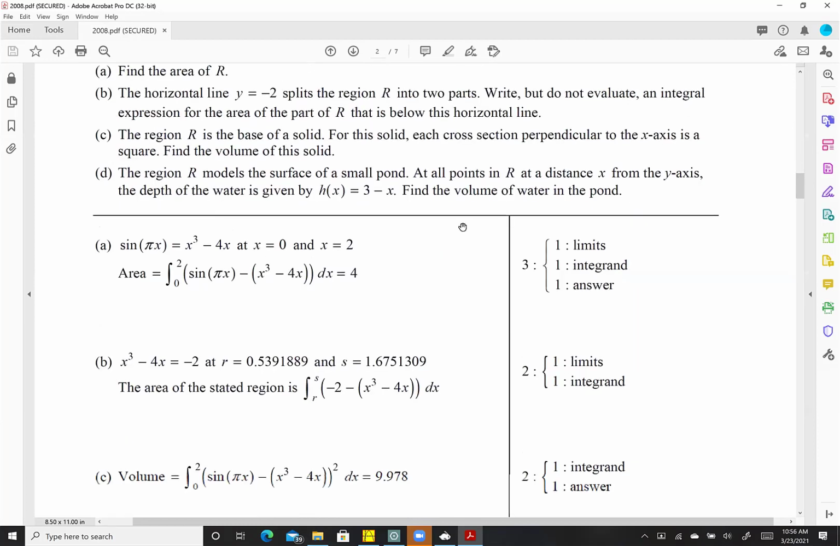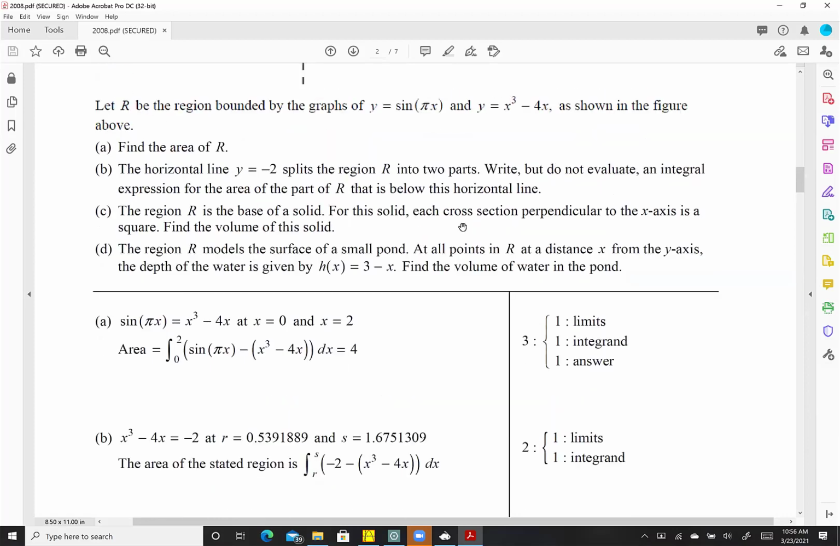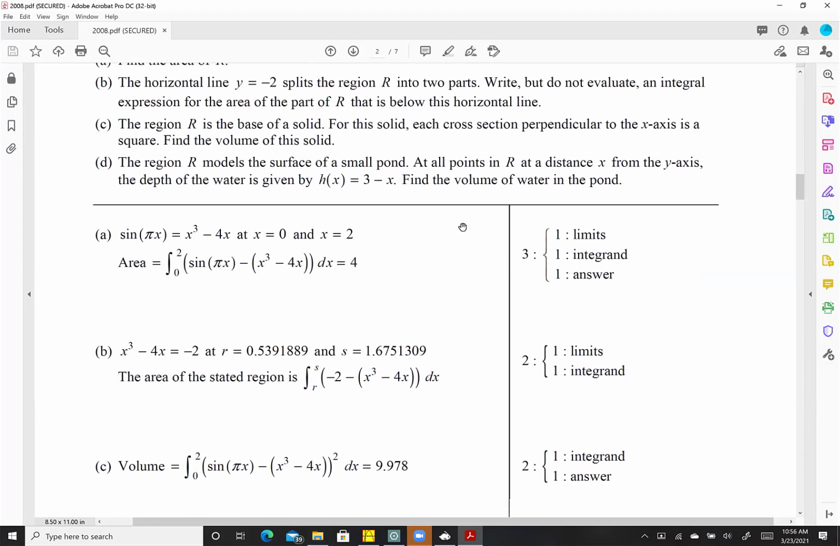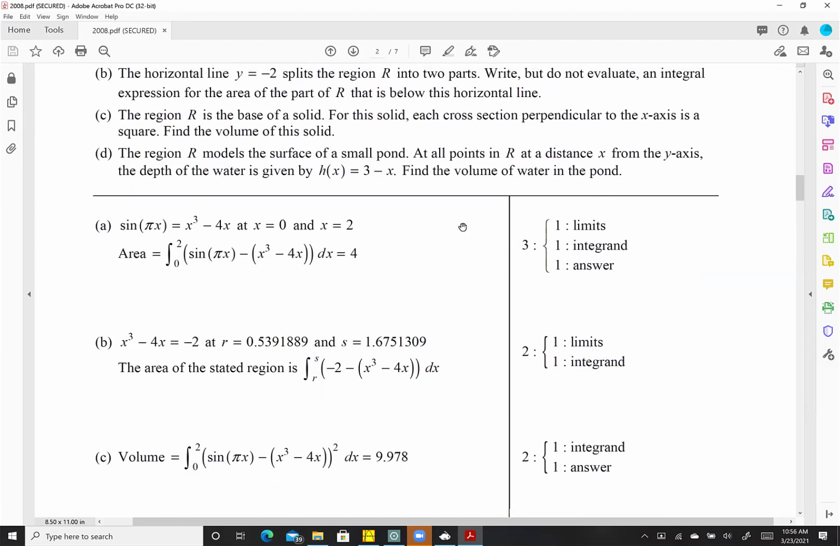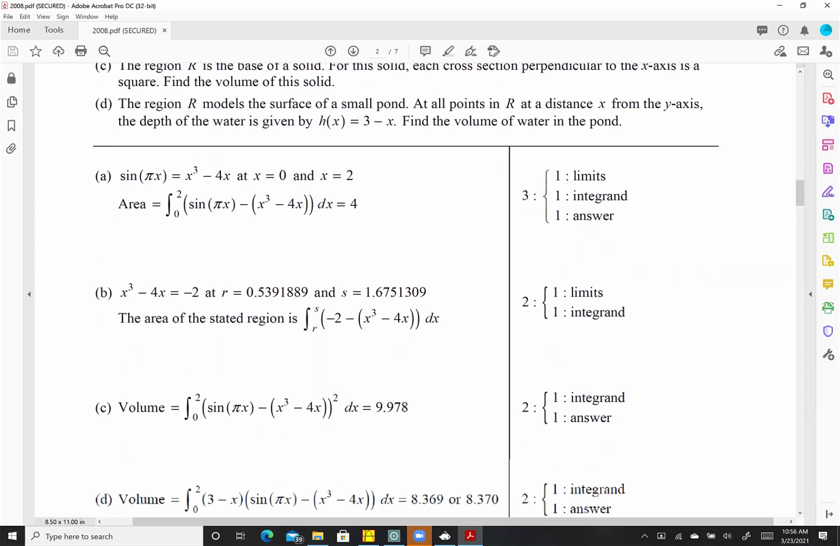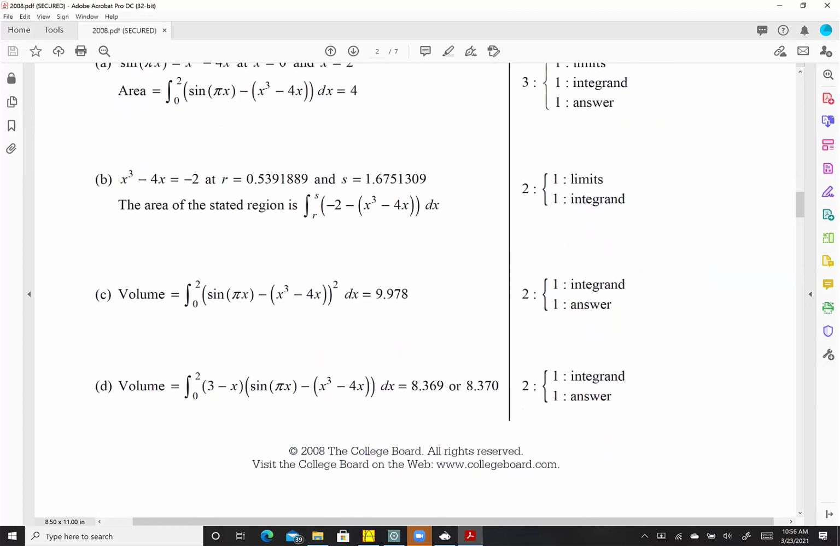Letter B. Why did they choose R and S? Okay, anyways, we chose letter A and B. No big deal. X cubed minus 4x equals -2. Little r is 0.5391. We chose that as little a. And then our little b was 1.675, or big B, it doesn't matter. 2 points. We got them all. There it is. Letter C. Did we get 9.978? Perfect. And then letter D. They wrote the 3 minus x on the front. I think we wrote the 3 minus x on the back. No big deal. We got 8.369.